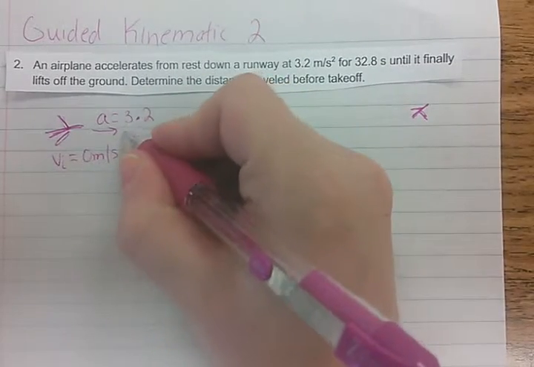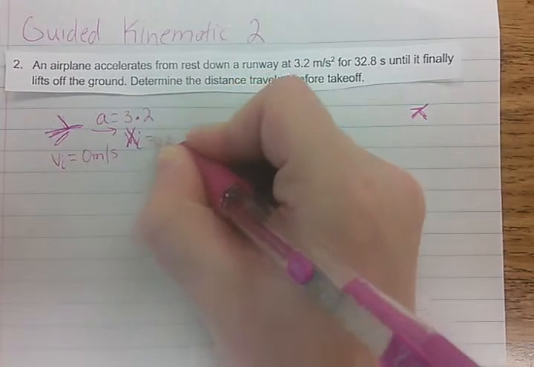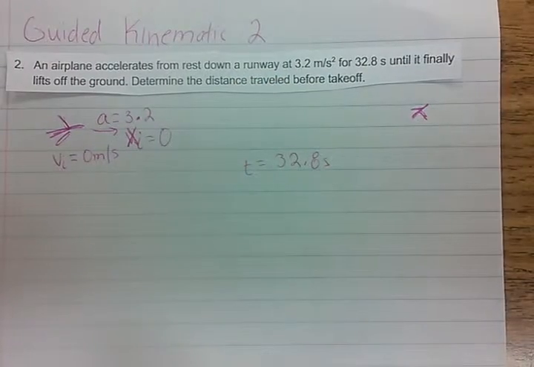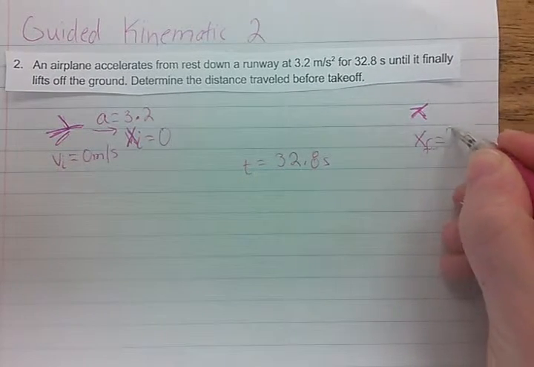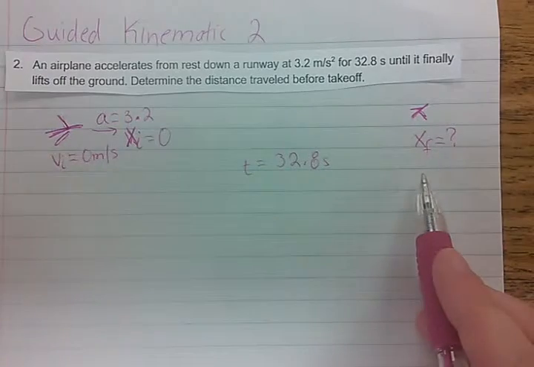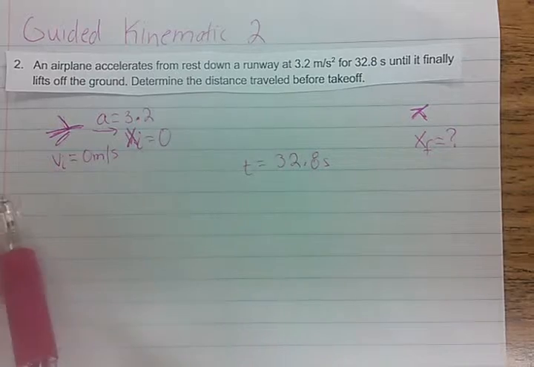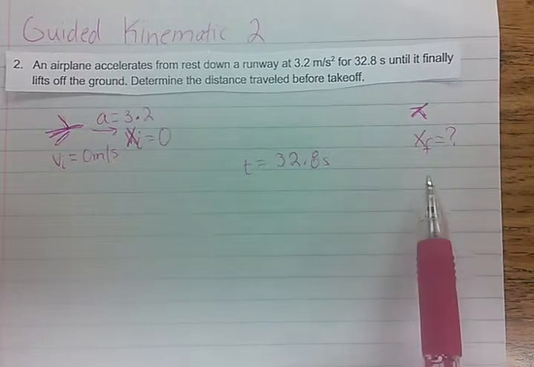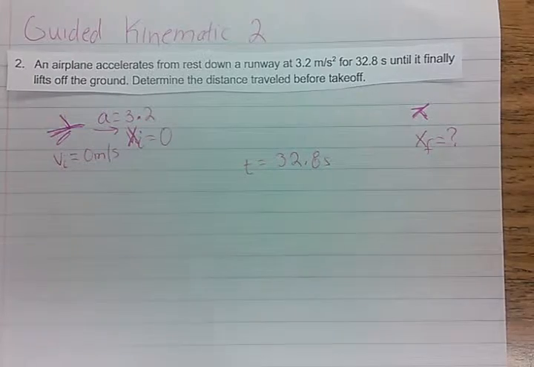We actually know our initial position. Our initial position will normally be 0, so xi equals 0. We do not know our final position. Our final position is what we're looking for because it says determine the distance. So if we know our initial position and then we can figure out our final position, then that will be the distance that the airplane traveled.